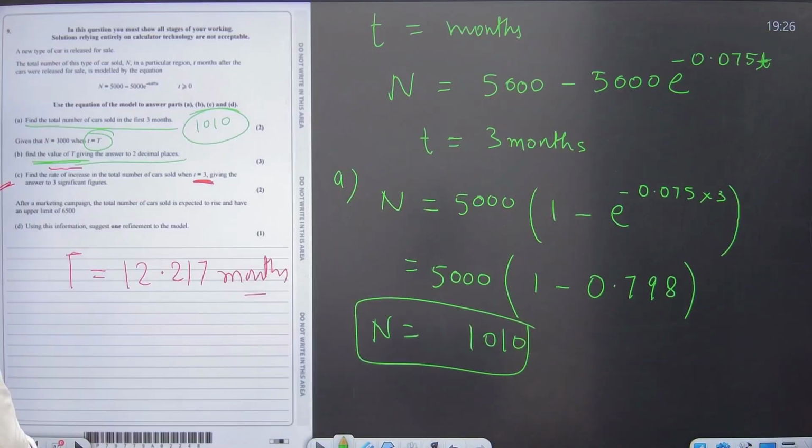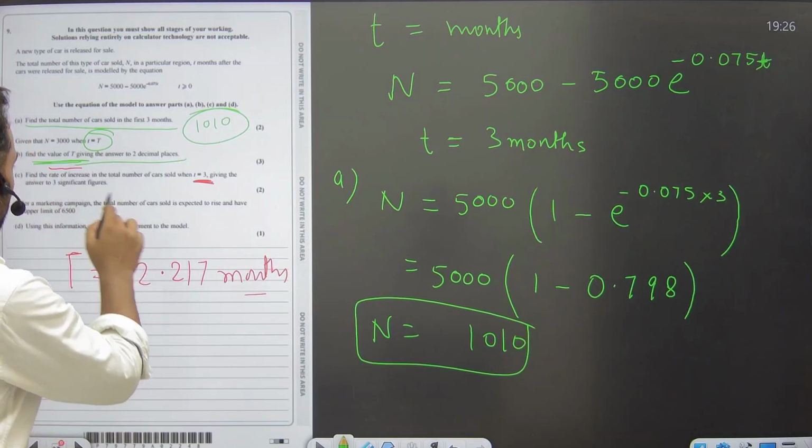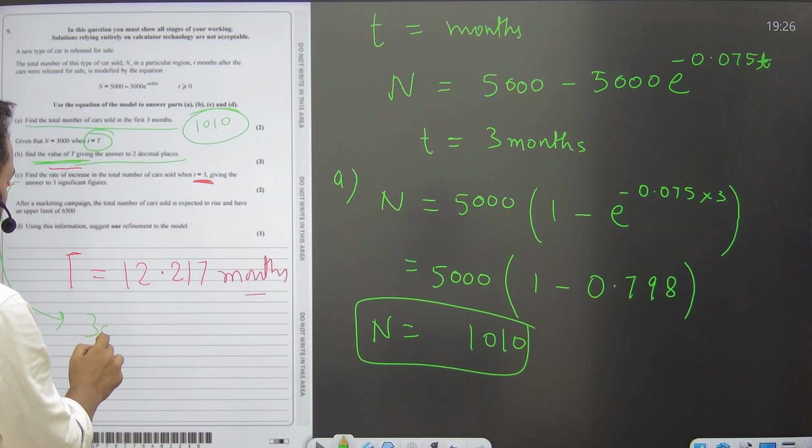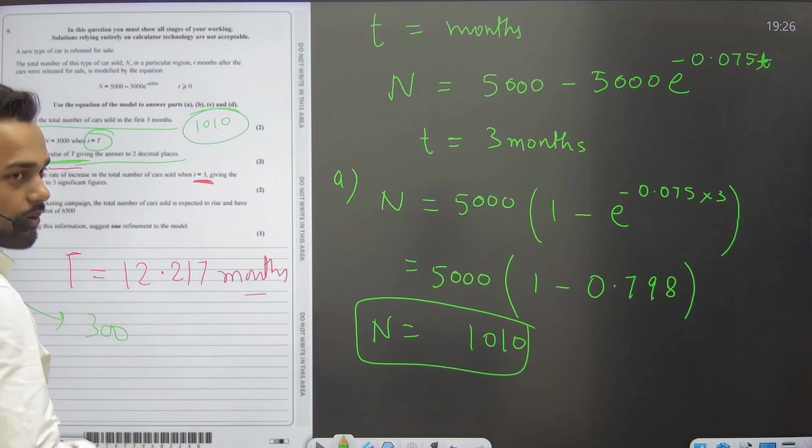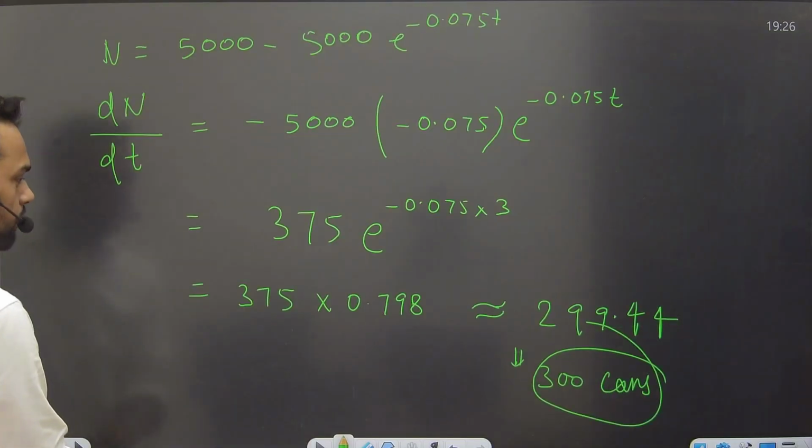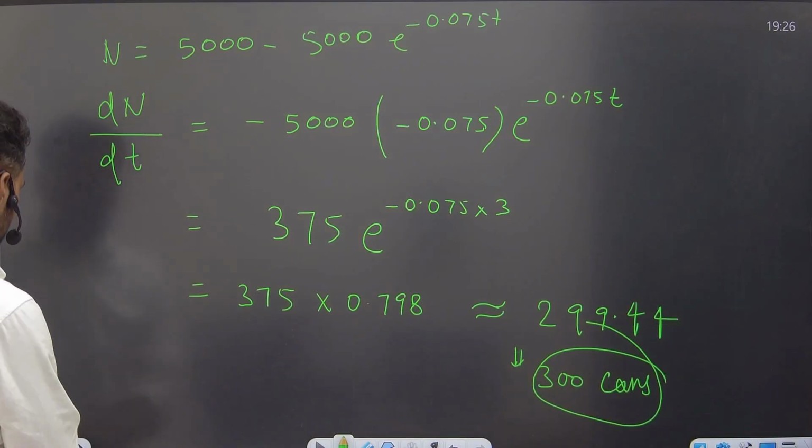So you can say that it could be written as 300 cars. The rate of increase in the total number of cars could be 300. This part is also done. 300 cars could be written; 299.4 we have got. This was the solution.